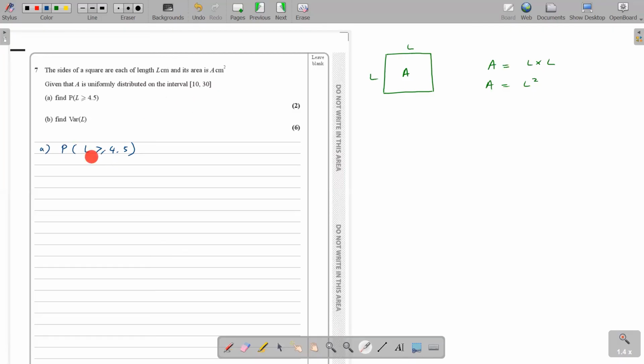So how can I convert this L to area? You know, area is L square, right? L into L. So how do I convert 4.5? Square the 4.5. When you square the 4.5, what do you get? Can you square 4.5?